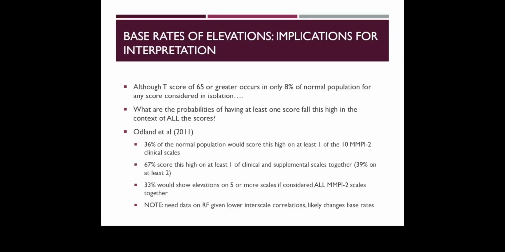So the issue becomes this: with these heuristics, we have to think bigger than the test data and think about assessment. I know that 65 to some extent is arbitrary. It's representing 8% of the normative population in this isolated scale. So what's 64? Not that different. However, I also know if there's one out of all of these scales that's elevated, that's not that unusual. And I need to be considering this in the context of extra test data before I interpret it. So you've got to be smarter than your test.